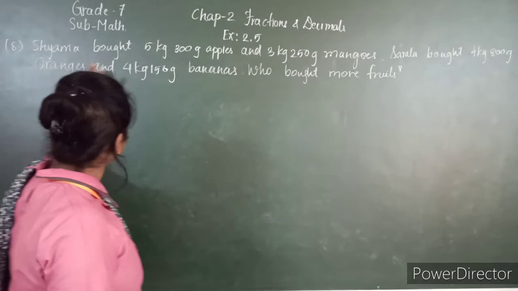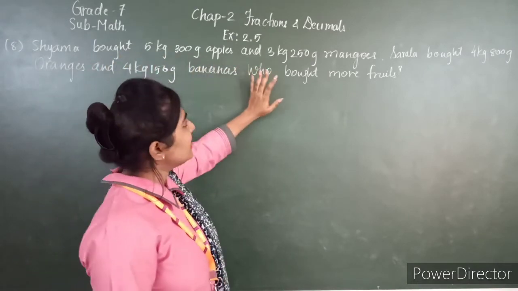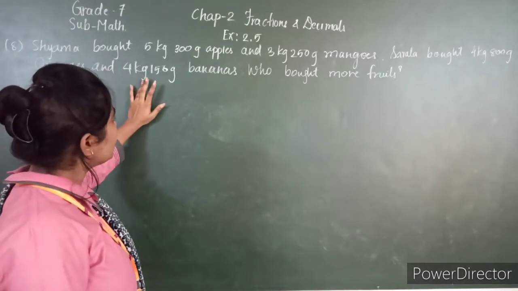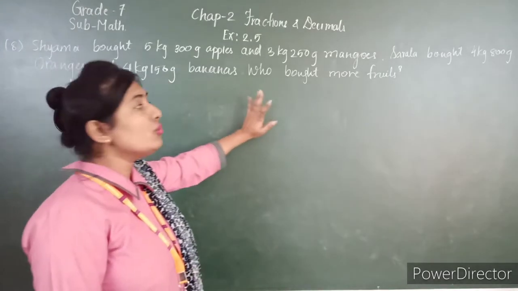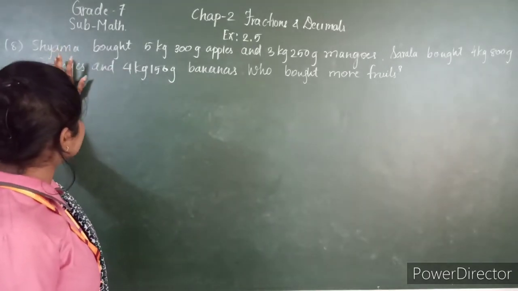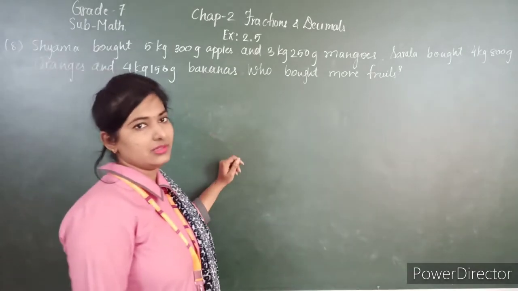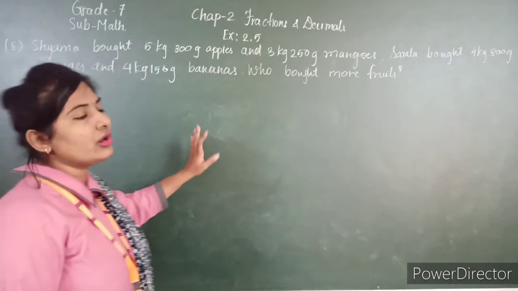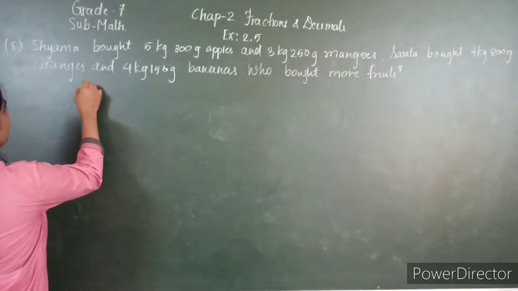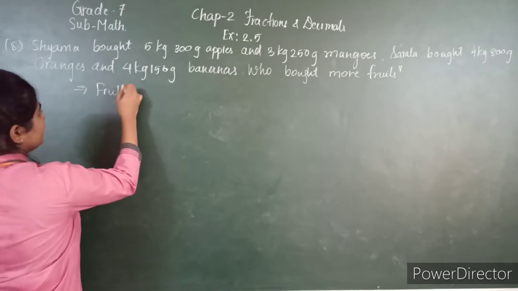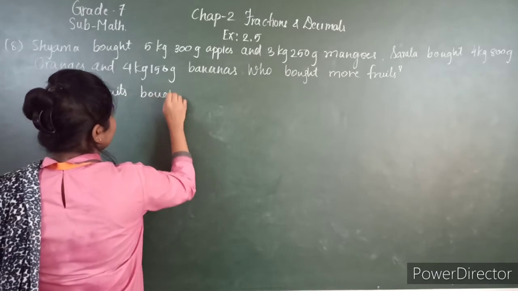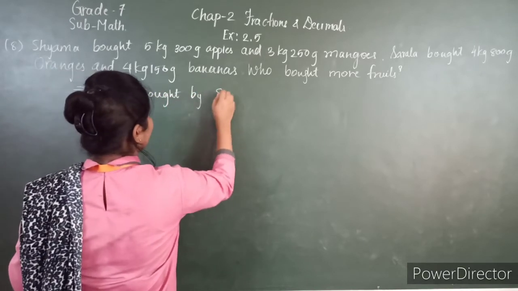Now number 8, Shama bought 5 kg 300 gram apples and 3 kg 250 gram mangoes. Sarla bought 4 kg 800 gram oranges and 4 kg 150 gram bananas. Who bought more fruits? So first of all we have to find out the total fruits bought by Shama and Sarla. Then we can say who bought more fruits. So first of all, fruits bought by Shama.